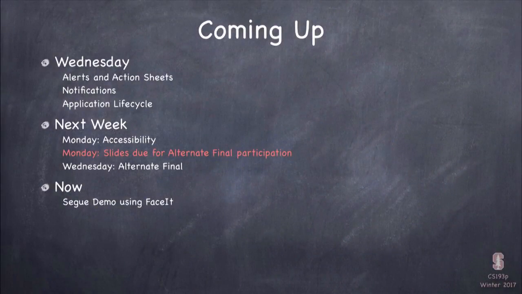Now I'm going to do all demo the rest of the way here. So I'm going to give you a little preview of what's coming up. On Wednesday, I'm going to be talking about alerts and action sheets and also notifications and the application lifecycle. So application lifecycle is all those methods in App Delegate. Next week on Monday is the accessibility lecture. Also Monday, slides are due if you want to participate in the alternate final. You have to submit them by Monday. If you don't submit them by Monday, then sorry, you can't do the alternate final. But then that's the only thing you do. You don't have to sign up or anything. Just submit your slides by Monday. And then Wednesday will be the alternate final next week.